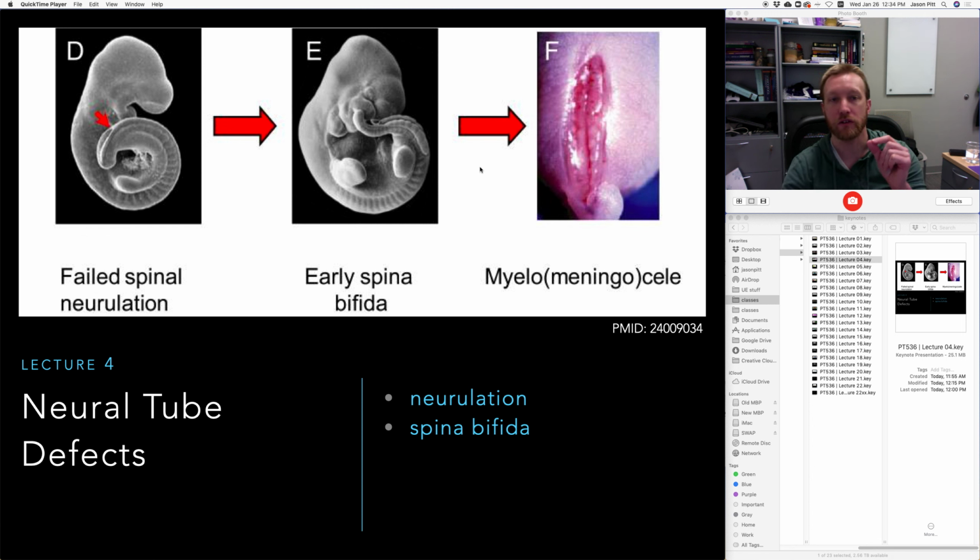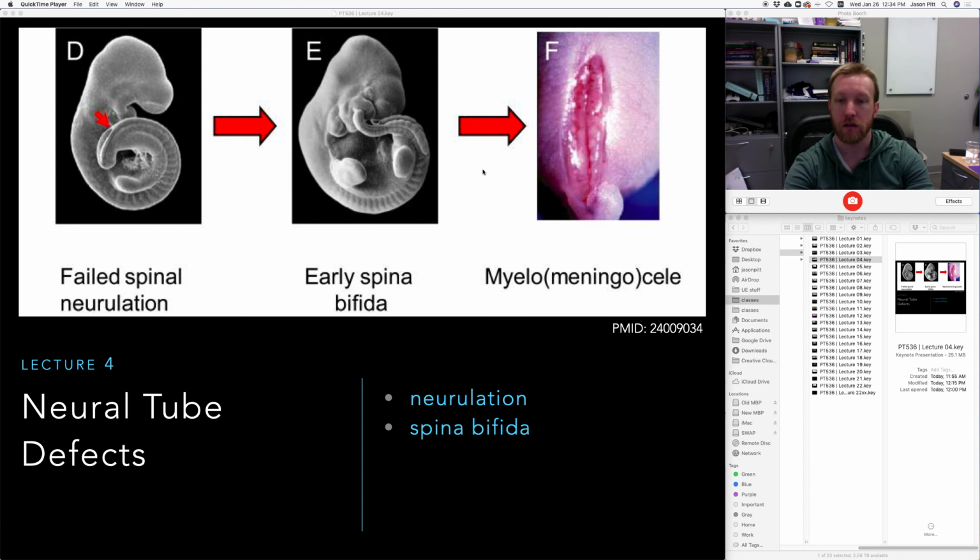We'll cover that turning into a tube in the first part. And what we're talking about there is neurulation. And that's just separating the nervous system from the rest of the skin. After that, we'll talk about neural tube defects. And we're going to focus on spina bifida because this has better survivability than other neural tube defects, as we will see.